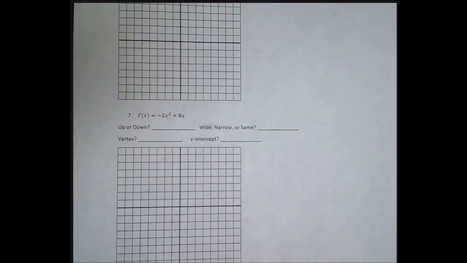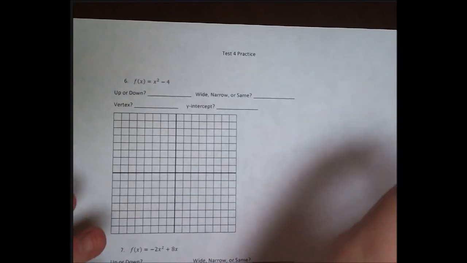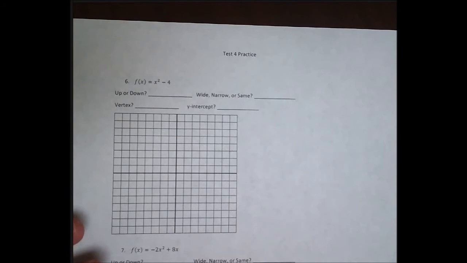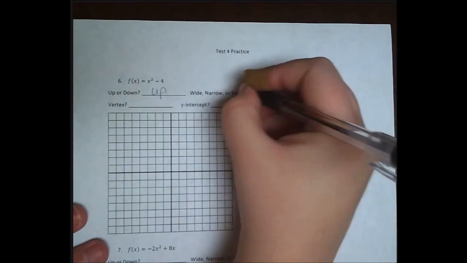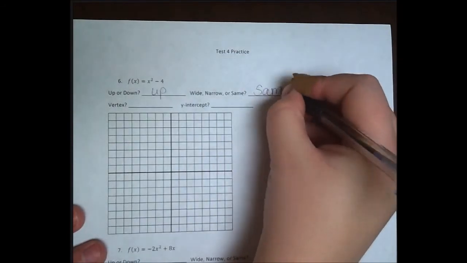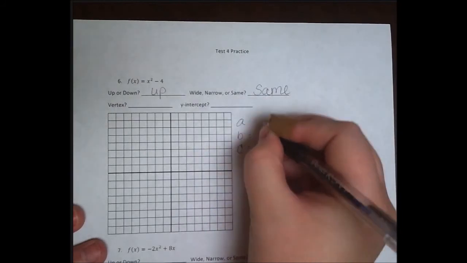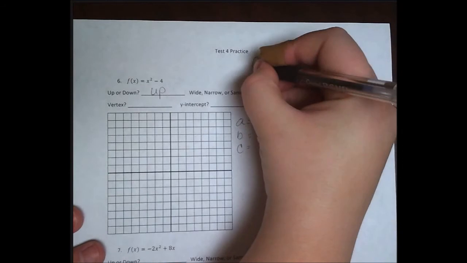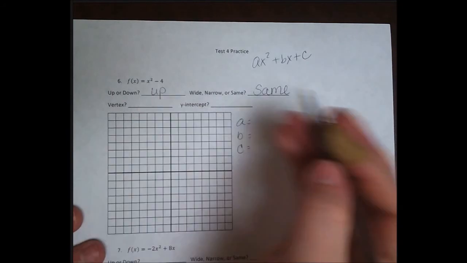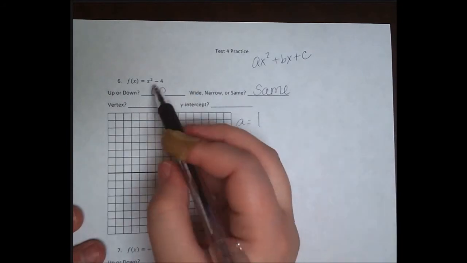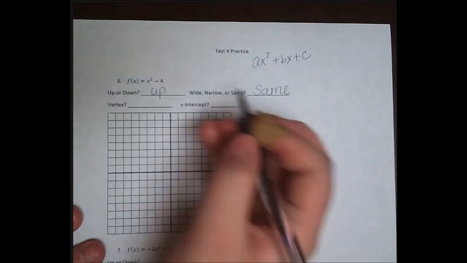Alright, so now let's look at number 6. Number 6 is a little bit different, and it really starts to confuse students. Let's first look. It's going to be up, and it's going to be the same because it's a positive 1 for your A. For your vertex, remember that formula is ax squared plus bx plus c. So our A is 1. There is no b because there's no term that has just an x next to it, so that would be a 0. And then your c is negative 4.